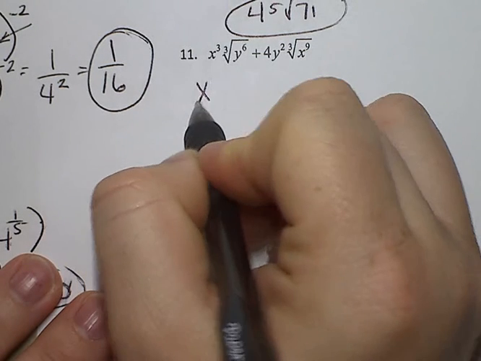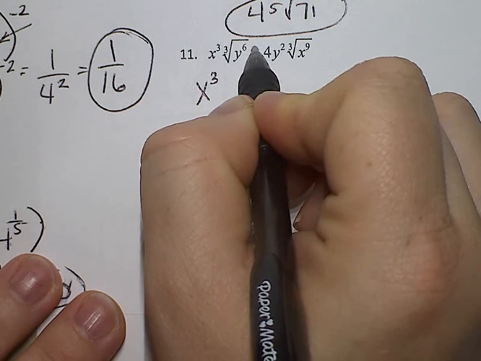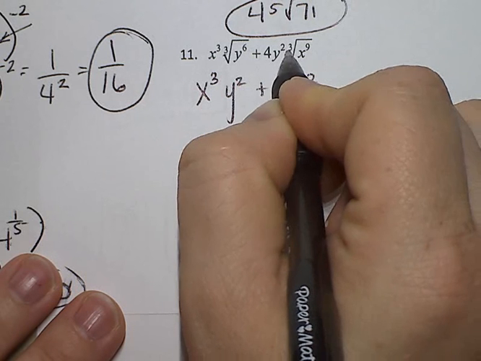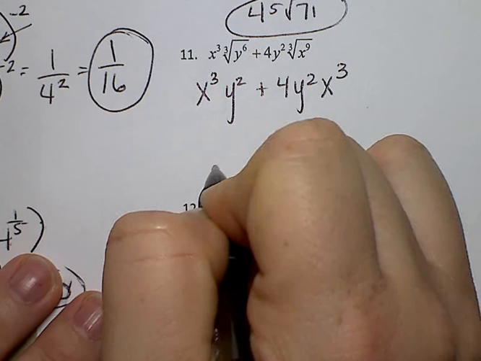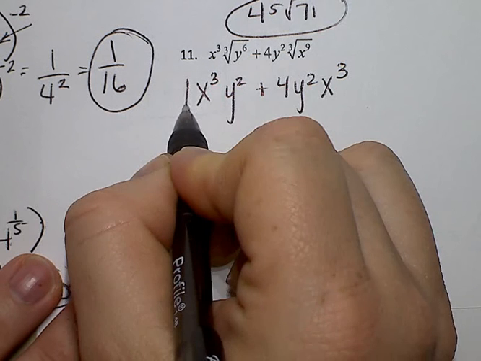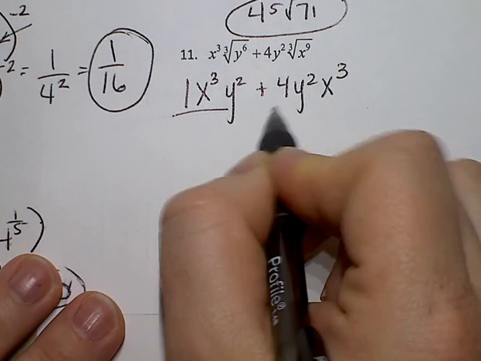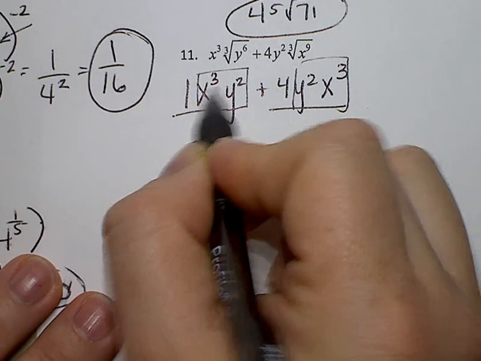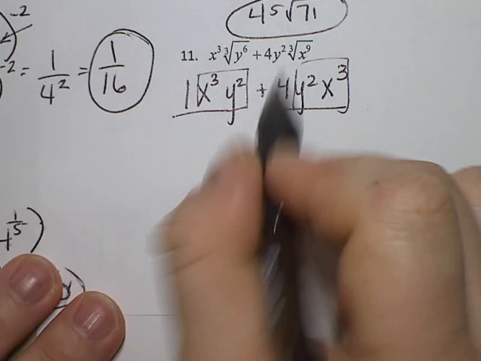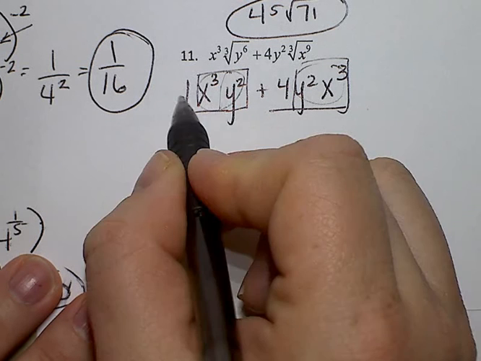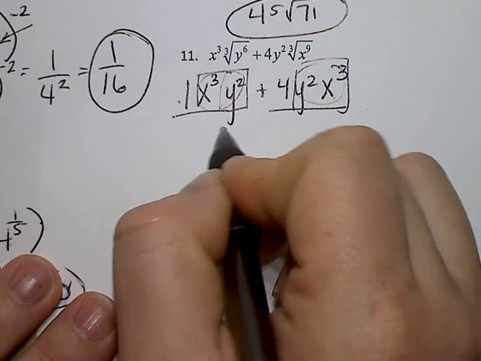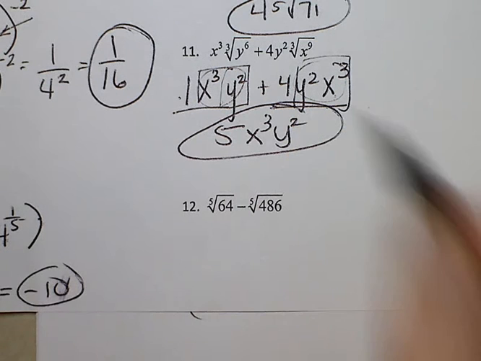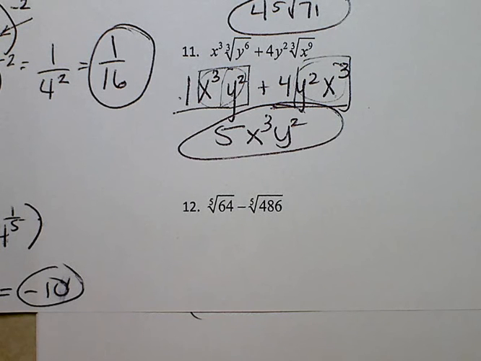Number 11. There's an x cubed. How many groups of 3 can you take out of 6? 2. How many groups of 3 can you take out of 9? 3. So this first group, what's hiding in front is a 1. And I can see from the front and the back, they both contain an x cubed y squared. The order may be flip-flopped, but they have the exact same variables with the same exponents. So think of this portion as your star. 1 star plus 4 star is 5 star. Really, it's not a star. It's an x cubed y squared.